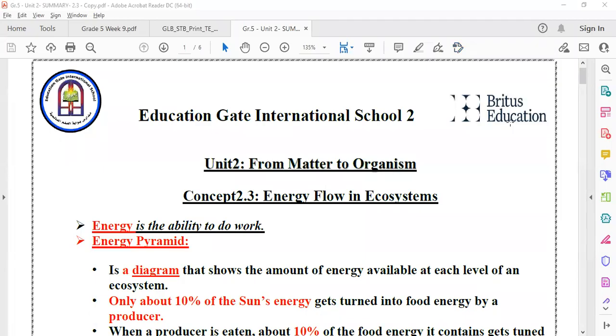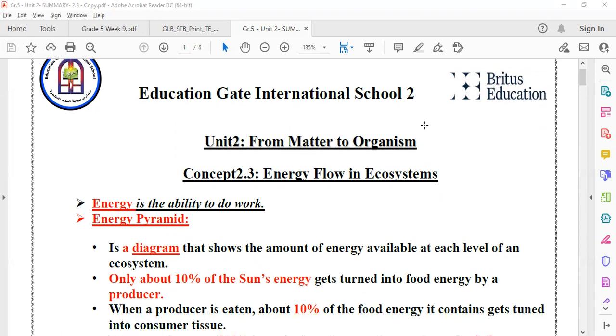Okay, grade 5. So this is the concept 2.3 summary. This is the energy flow in ecosystems. So we will talk in this part about the energy and how it flows in the ecosystem, or how the energy is passed from one organism to another in an ecosystem.